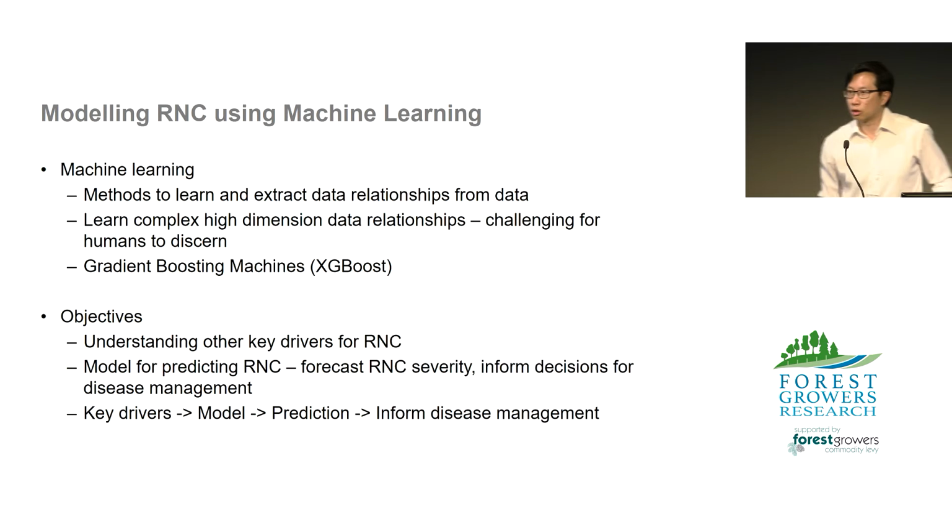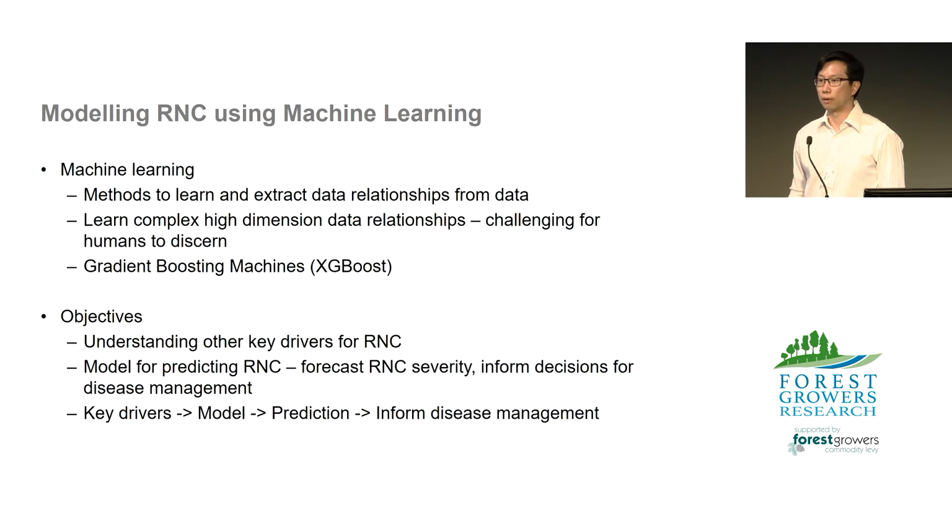Morning, everyone. So here I'm going to talk a little bit about using machine learning to model RNC. The objective here is to make use of the machine learning algorithms' capabilities to understand complex, high-dimensional data relationships to help us understand whether there are any other external key factors that drive RNC. And ultimately, what we want to do is to have a model that is able to forecast RNC severity. And having such a model will help us make more informed decisions for disease management.